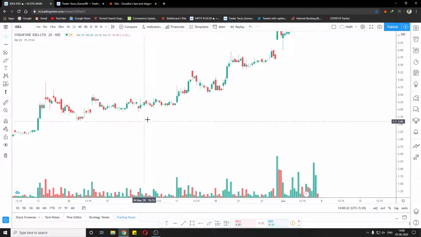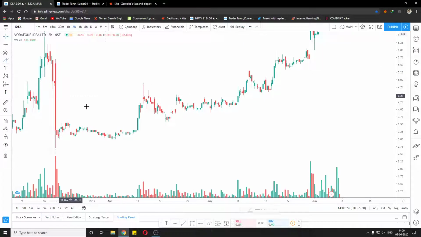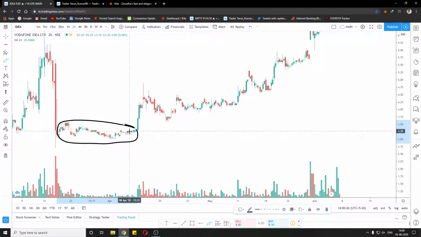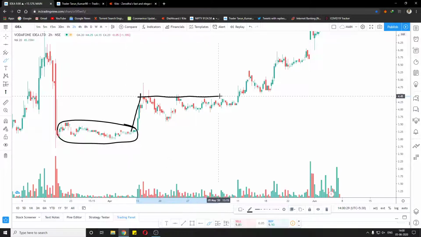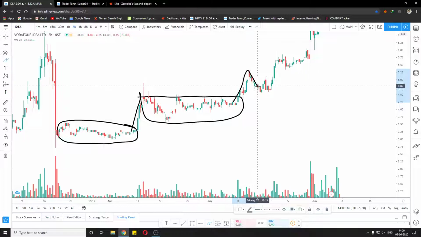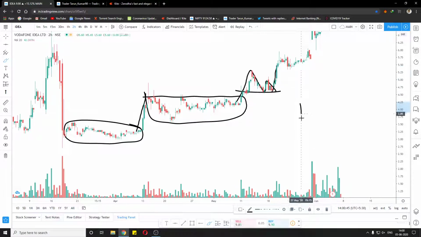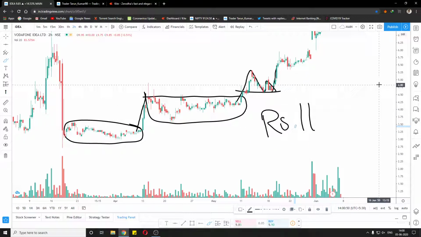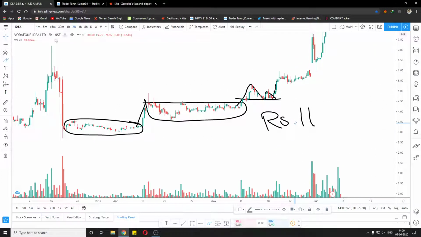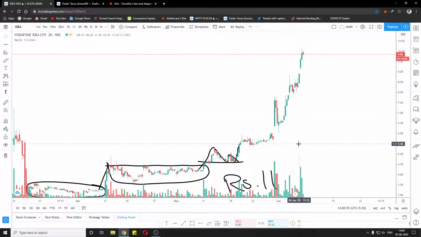If you go to a smaller time frame, you could see that we had this accumulation, we had this move, we have a resistance here, another accumulation, we had another move, then this happened, and then we had another breakout. So at this point, I told in the Telegram that this stock could go to 11 rupees. Now why 11 rupees, and how I could predict the market will almost give 100% return.